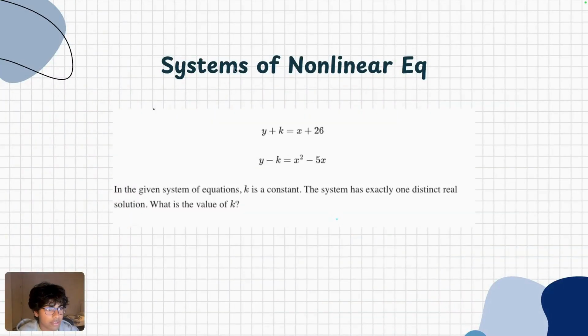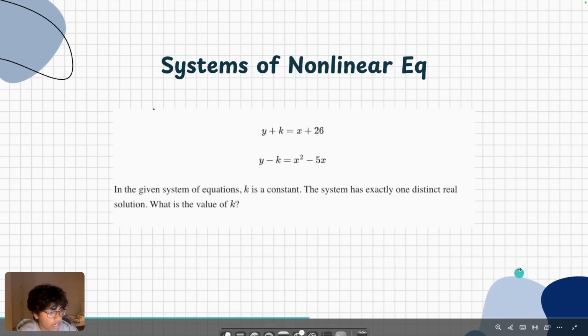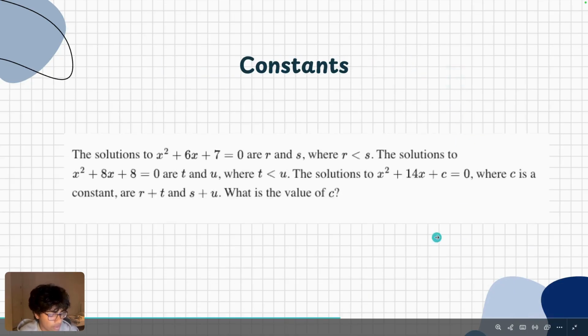All right, so let's go with systems of nonlinear equations. Okay, I forgot to do this, but y plus k equals x plus 26, and then y minus k equals x squared minus 5x. In the system of equations, k is a constant, and it has one distinct real solution. So what does that mean? It means they only intersect at one point, right? But what that also means is we can't just make it a regression, because it's only going to intersect at one point. If you make it a regression, that means it's true for all x's, and it's not. So what we're going to do is turn them into equations that we can graph.